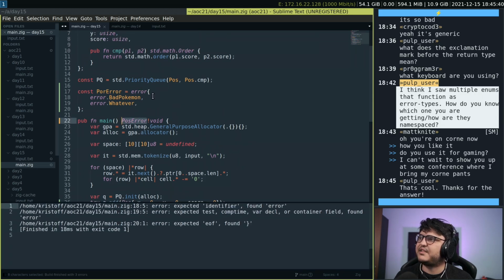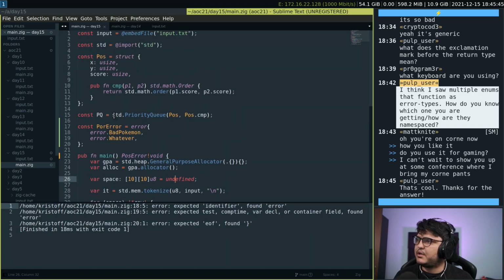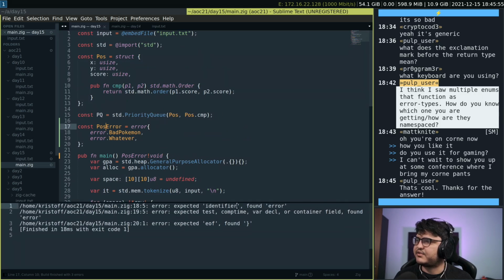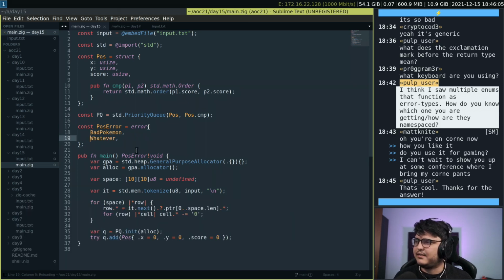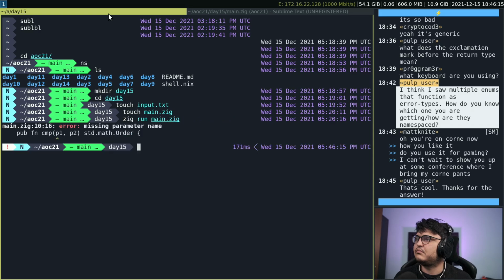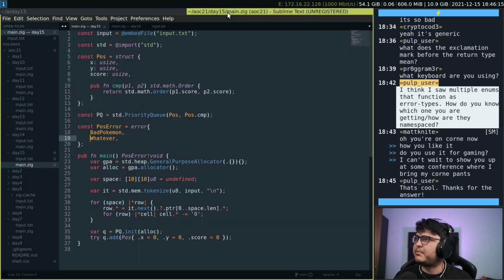So let me fix the compile errors first. Then let's see what happens. Parse error. Okay, what are the errors? Expected identifier, found error. Oh, you don't put error dot in here? Oh, you don't put error dot in here. So I keep forgetting how to declare stuff. Okay. Then okay, that was it. So let's try to run it. Missing parameter name. Oh, that's actually fair.